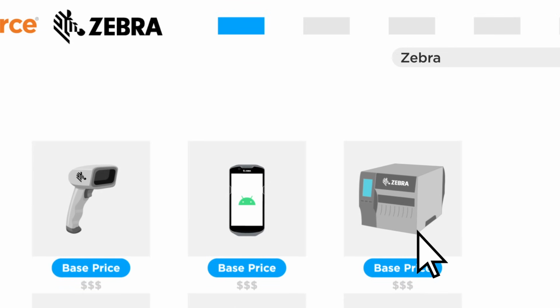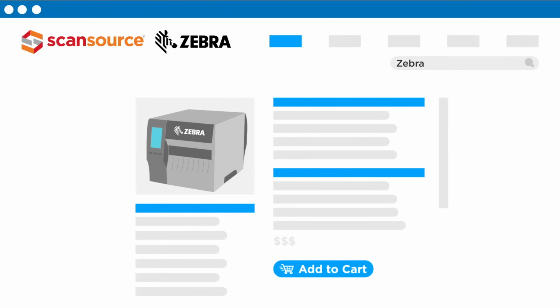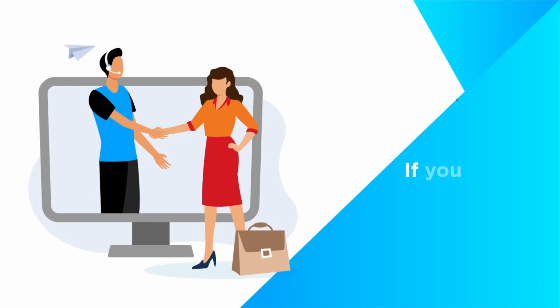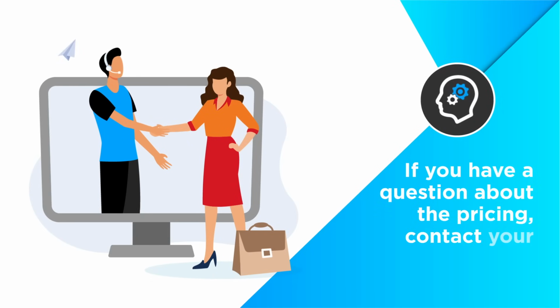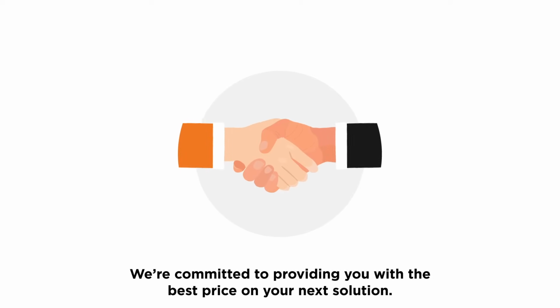Once you find the product you're interested in, you can click to see product details, specifications, and related accessories. When you're ready, add the product to your cart. If you have a question about the pricing, contact your ScanSource sales rep. We're committed to providing you with the best price on your next solution.